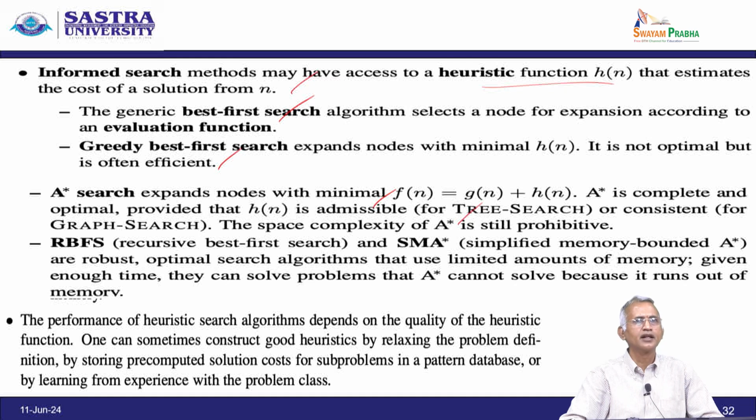RBFS, recursive best first search, and simplified memory bounded A star are robust, optimal search algorithms that use limited amounts of memory, given enough time. They can solve problems that A star cannot solve because it runs out of memory. The performance of a heuristic search algorithm depends on the quality of the heuristic function. One can sometimes construct a good heuristic by relaxing the problem definition, by storing pre-computed solution costs for subproblems in a pattern database, or by learning from experience with the problem class.